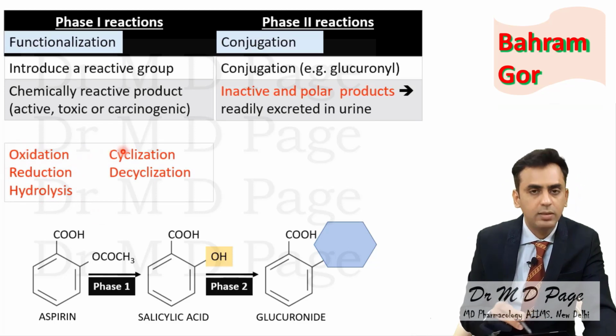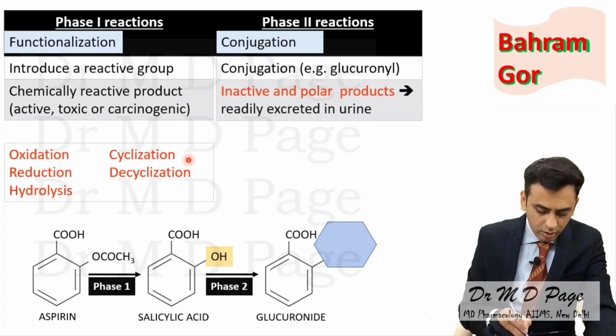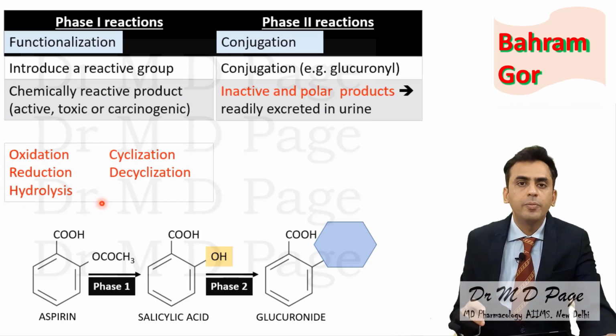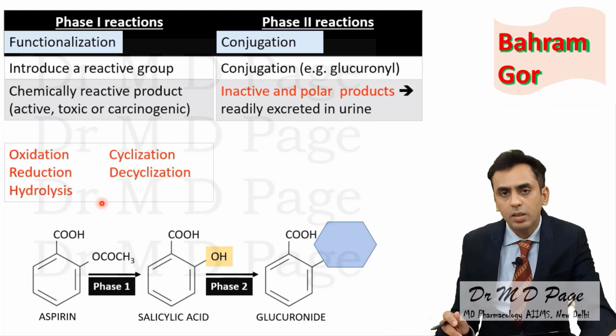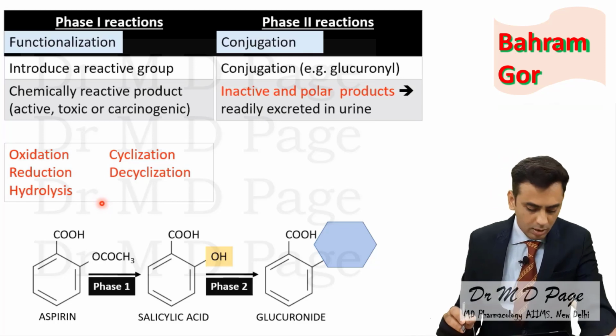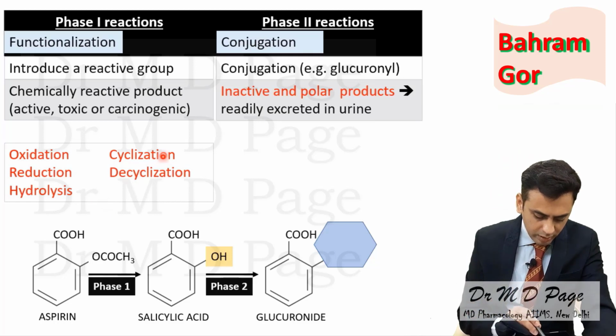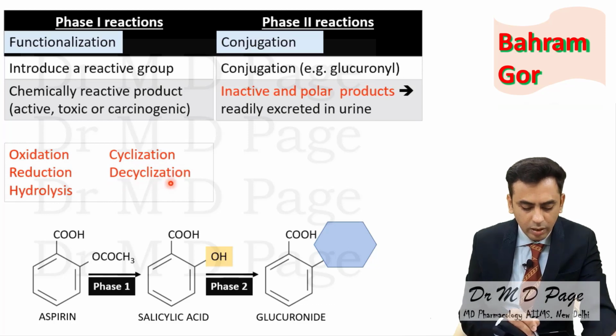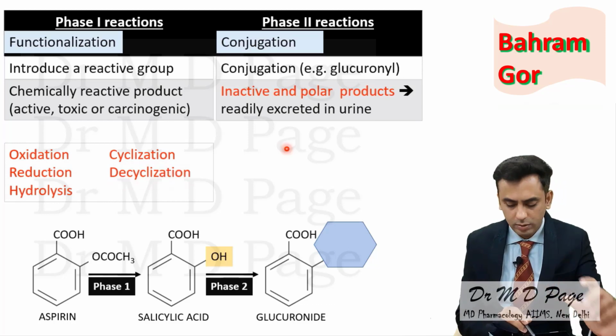reduction, cyclization, decyclization. What is important is we have to remember all these reactions, because questions have been asked like: all of the following are phase 1 reactions except, or which is the phase 1 among the following options. This is not very difficult to memorize. There are very small changes: here you are adding oxygen, here you are removing oxygen. In hydrolysis adding water, in cyclization you are forming a bond, in decyclization you are removing a bond. So very small changes are happening.